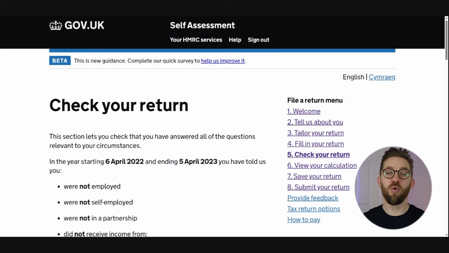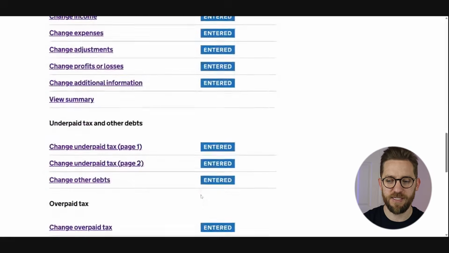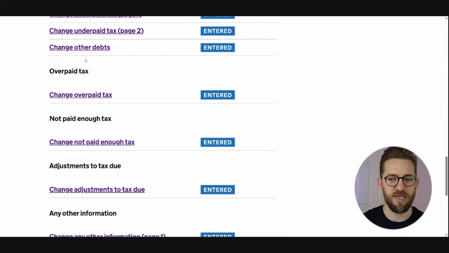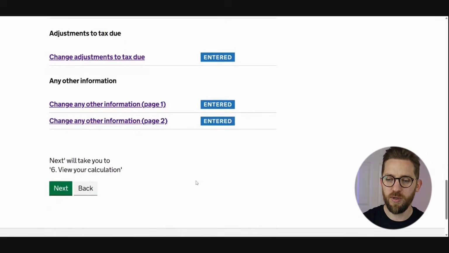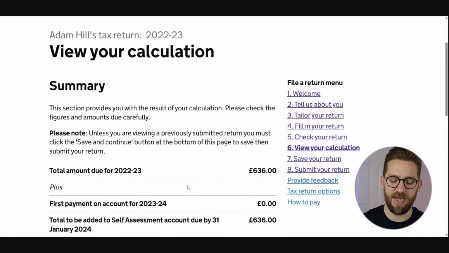Now, let's take a look at the tax calculation. In order to move on to view your calculation, you can either do this on the right hand side by clicking on number 6, view your calculation, or once you've finished checking that all of these have been completed, and you can drop back into any sections you're unsure about. Once you finish, you can click next at the bottom, and we're on to the summary page of the calculation.